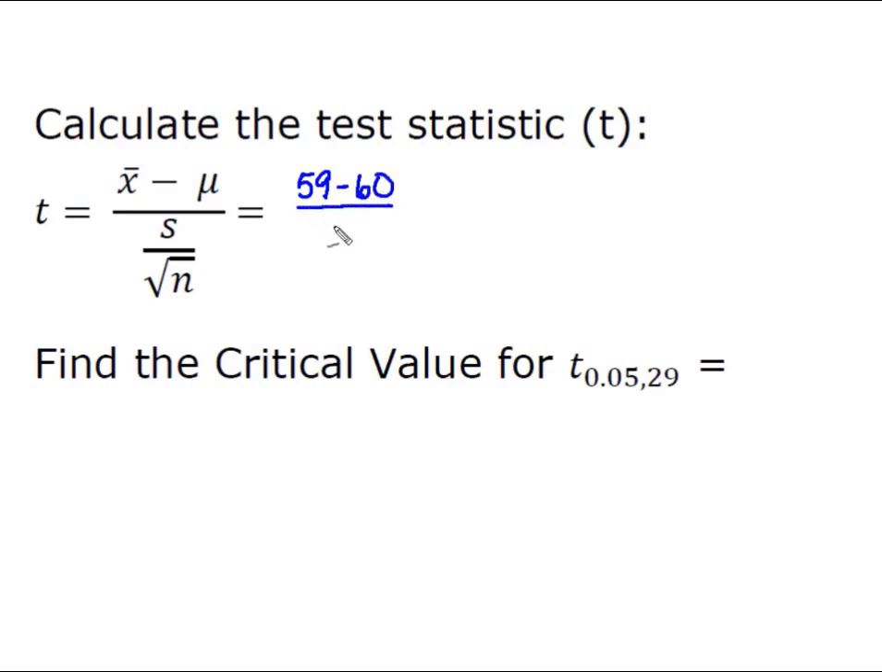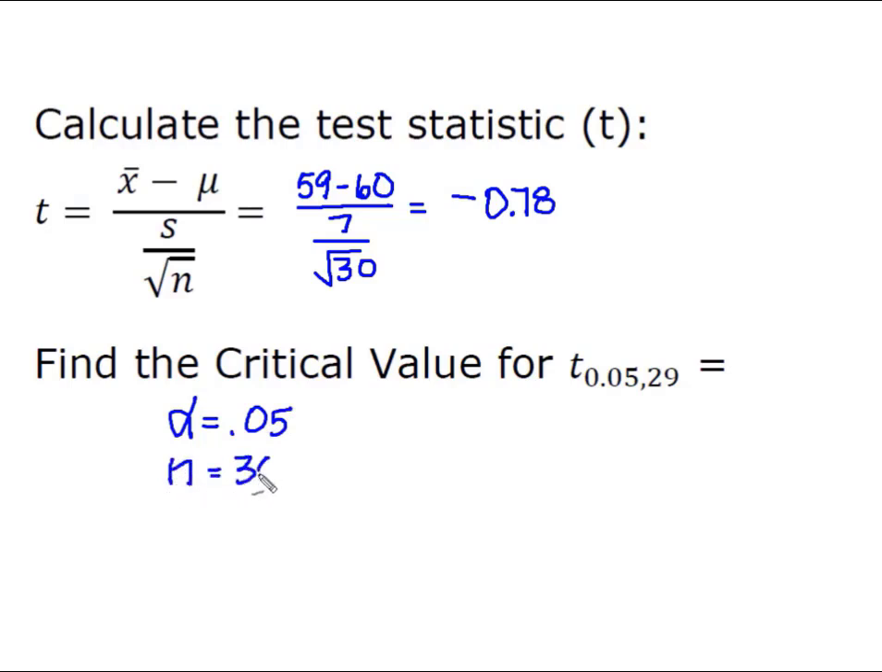Going to divide it by the standard error of the mean, which is simply going to be our sample standard deviation divided by the square root of our sample size. And so when we do that bit of math, we know our test statistic, or calculated t, is going to be a negative 0.78. So now I need a critical value. And remember, I was testing at an alpha of 0.05, and I had a sample size of 30, which gave me degrees of freedom equal to 29.